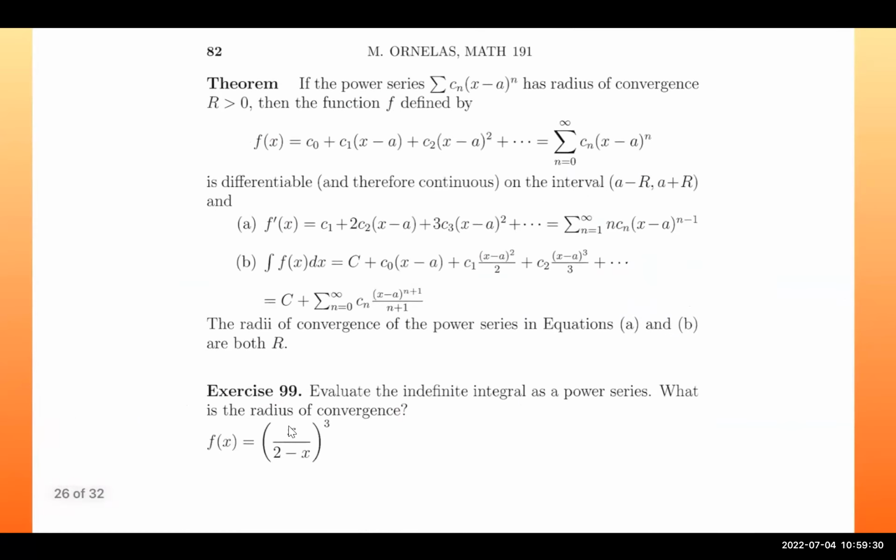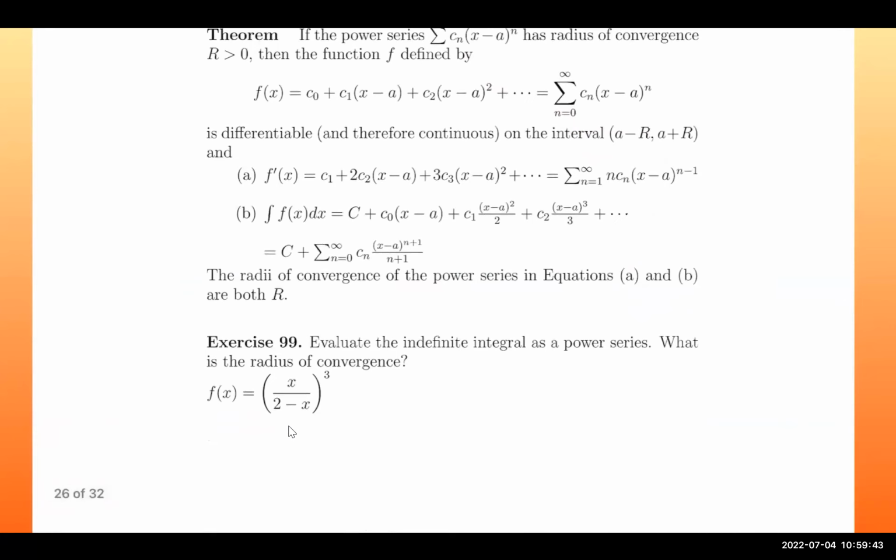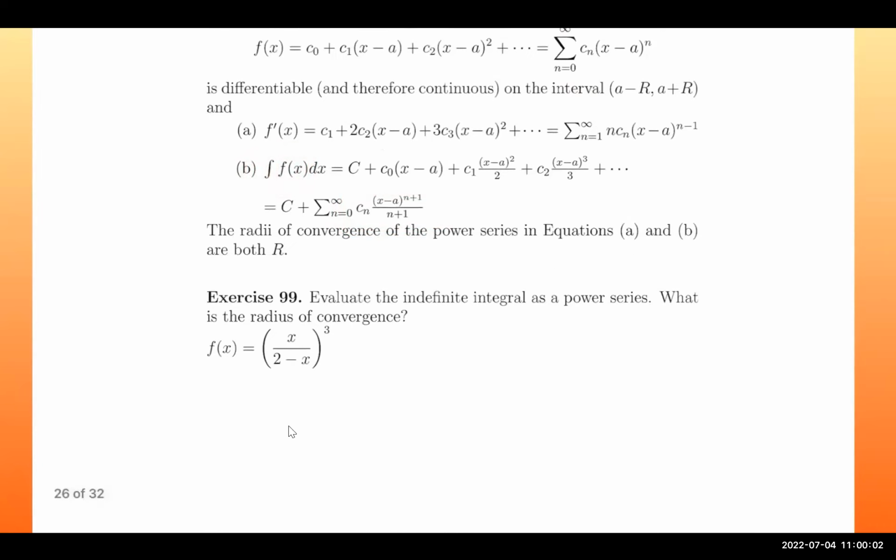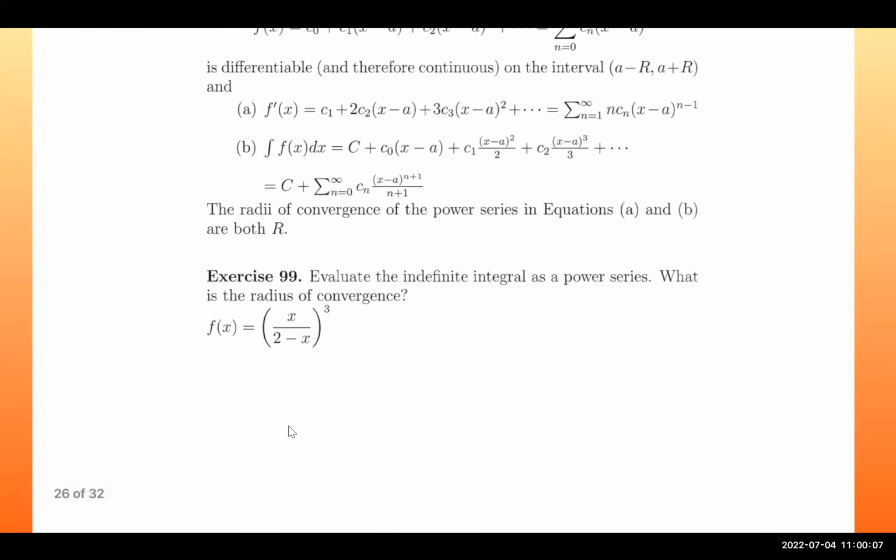All right, let's take a look at the next theorem. It says that if the power series has a radius of convergence r greater than 0, then there's your power series. It's differentiable and therefore continuous on this interval. So the derivative of the function is equal to the derivative of the series. That's what they're saying. And likewise, the integral of the function is going to be the integral of the power series as well. And the radii of convergence of the power series are both r.